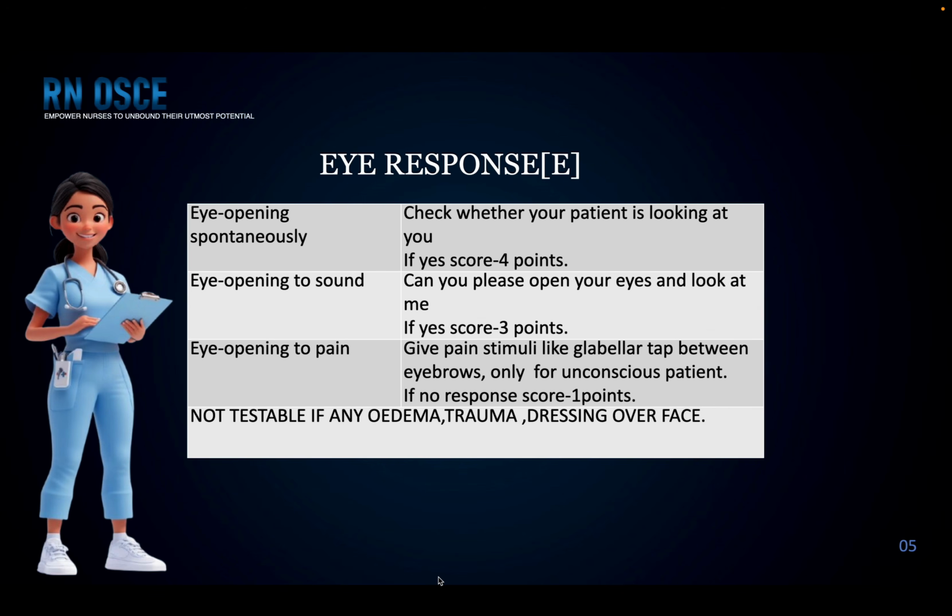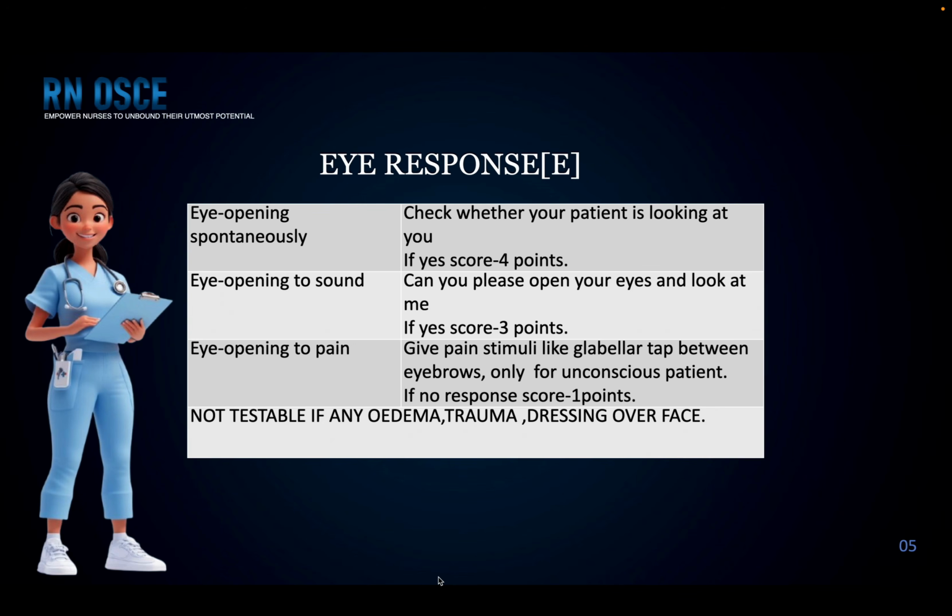So, you are already in the room. While approaching a person, usually you can see they may look at you. That's normal. So, check whether your patient is looking at you. If yes, you can give 4 points. Or if the patient is only responding to the sound, like, can you please open your eyes and look at me? Then only if the patient is responding, you can give 3 points.